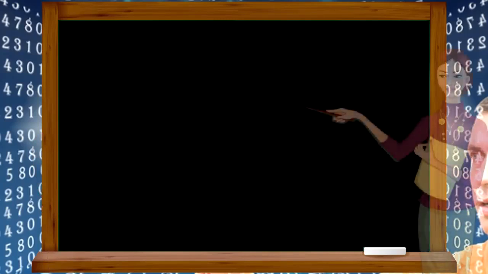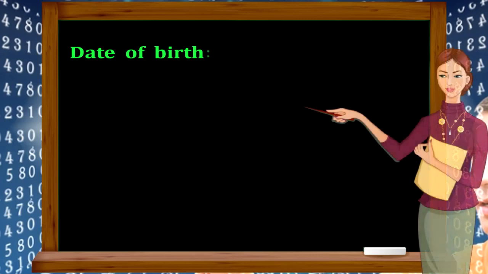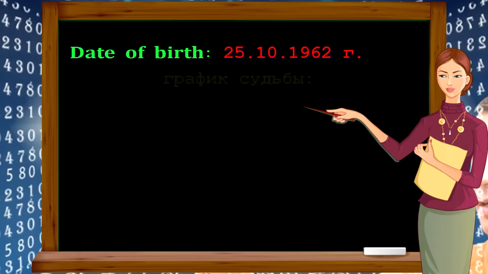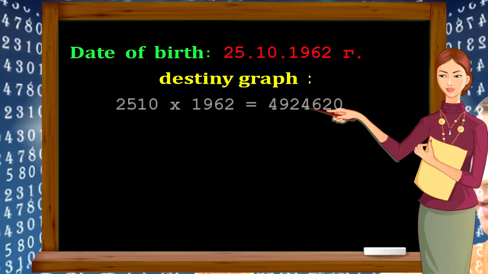Let's show the calculation of graphs by example. Take the date of birth, October 25, 1962. The fate graph is calculated as follows. Multiply the number made up of the numbers of the day and the month of birth by the year of birth. If a 6-digit number is obtained in the product, then we put 0 before the first digit.